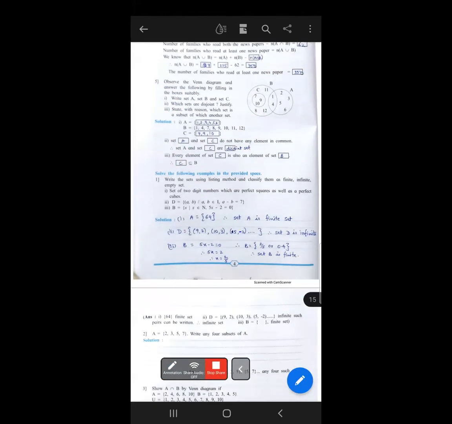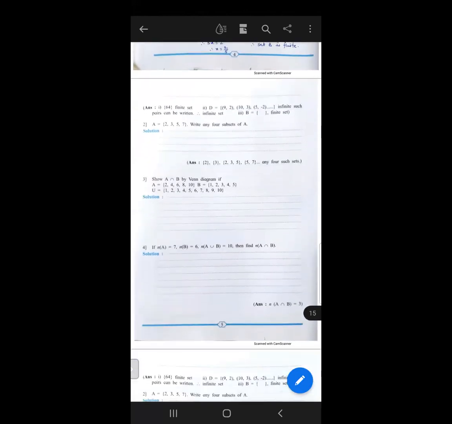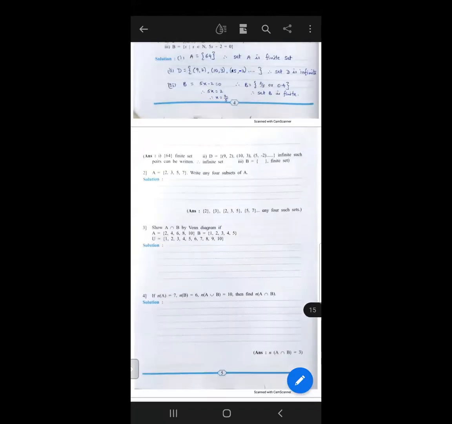Now on the next page, you can see, wherever there is a question, solve the example, they have given the answers at the end of the question. So wherever the space is there, you need to solve and check whether the answer is correct or not, because the answers are given there itself. Now you can see here the answer, finite set. All these answers are given for question number 1. Now let's go to question number 2.